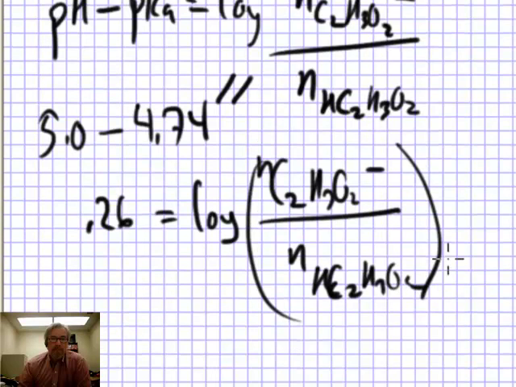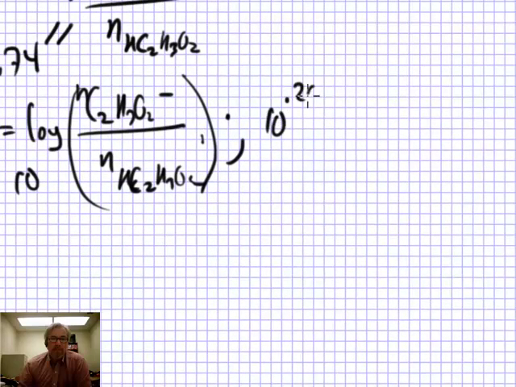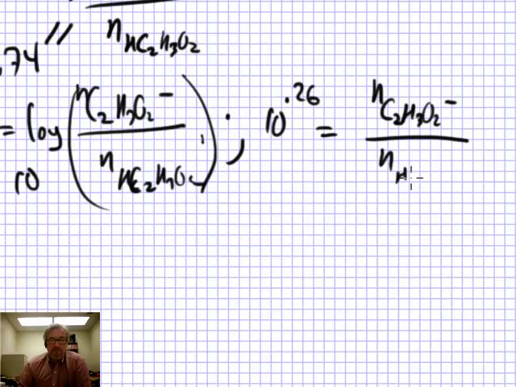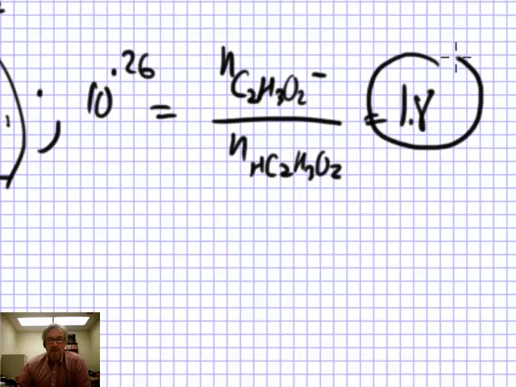To get rid of the logarithm, I can take 10 to both sides. So I'll do that. And that's telling me that 10 to the 0.26 is equal to the ratio of moles of acetate to moles of acetic acid. And 10 to the 0.26 is 1.8. So you can make this buffer by choosing acetic acid and acetate as your buffer system, and then just make sure that the ratio of moles of acetate to moles of acetic acid is 1.8. So 1.8 times as much acetate ion as there is acetic acid, and you'll have a 5.0 buffer.